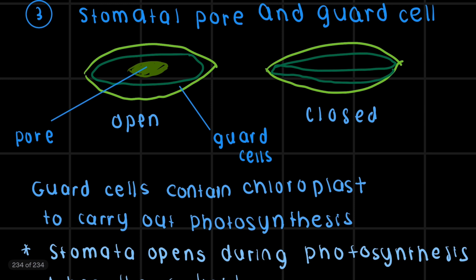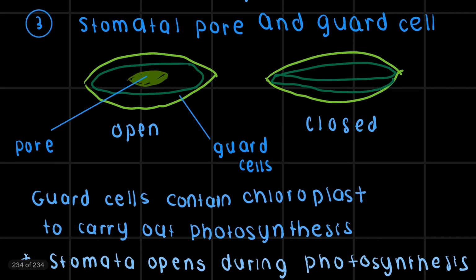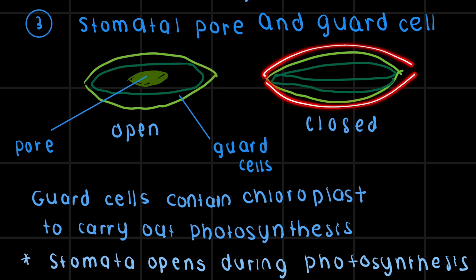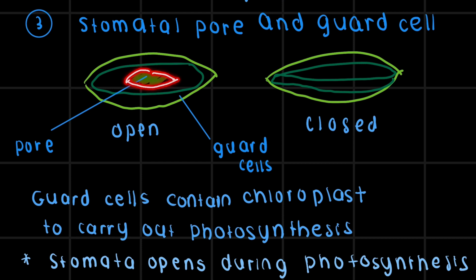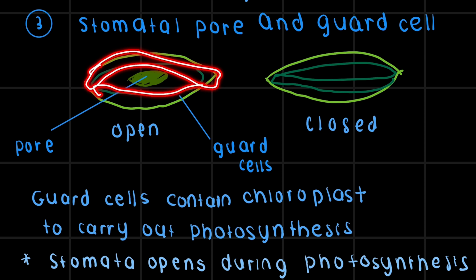Now, this is the next part, and you can see two diagrams. This is a stoma when it is open, and this is a stoma when it is closed. Okay, so what you see, this hole here, this is called the stomatal pore. Okay, you should include stomatal. Whilst this part around the stoma is our guard cells.